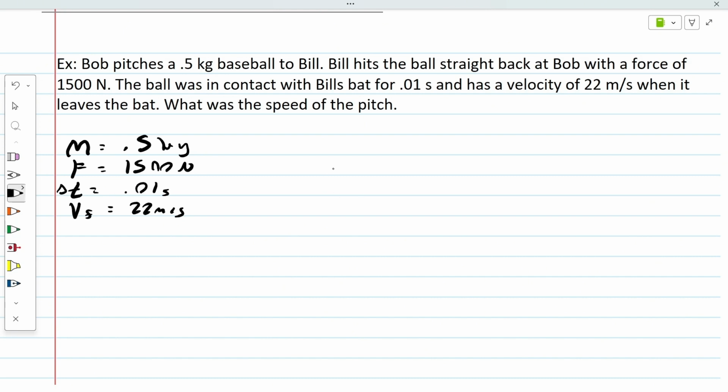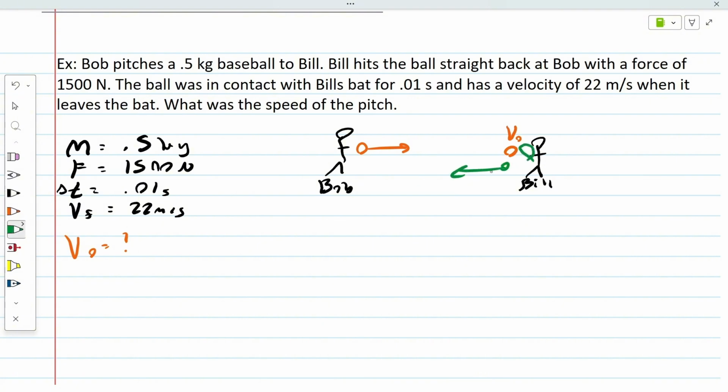So let's draw a little picture here. We have the pitcher, which is Bob, and then we have the batter, which is Bill. So Bob is going to throw this ball at Bill, right? So we have the ball here, and this is the V initial right before it hits the bat, and that's what we're trying to solve for. So that's our question mark. But Bill is going to hit this ball and send it straight back at Bob with a V final.